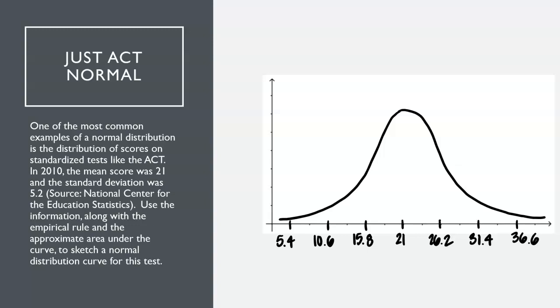Question 1 is, what percentage of students scored below 21? Below 21 would be everything in this half of the curve. This would be 50% of these students.